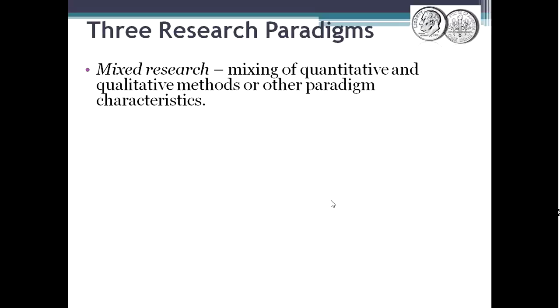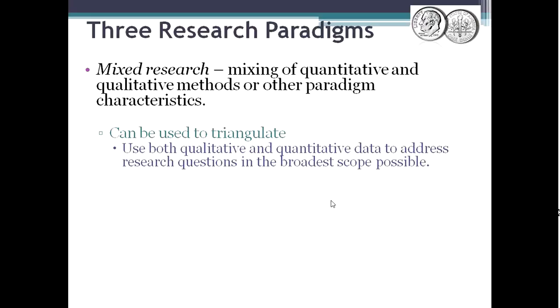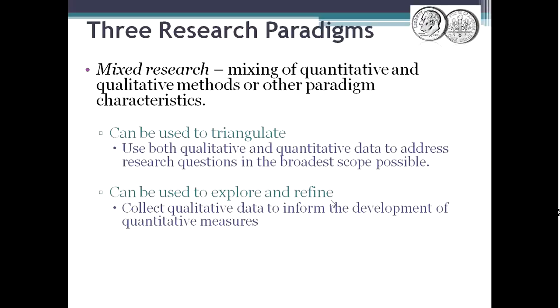Mixed research, as you would imagine, is a mixture of both quantitative and qualitative research methods. Mixed research can be really useful for triangulation. So this is using both quantitative and qualitative methods to address particular research questions as broadly as possible. We'll talk about this a little bit later on, and overcoming the strengths and weaknesses of each approach. We have multiple approaches.